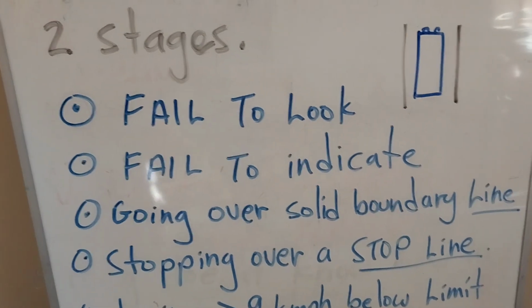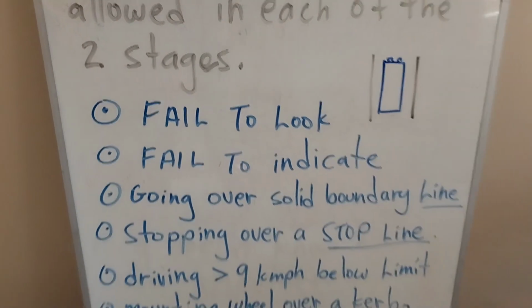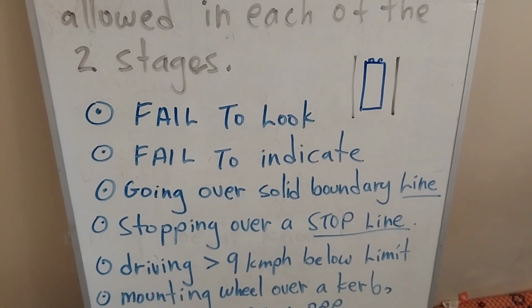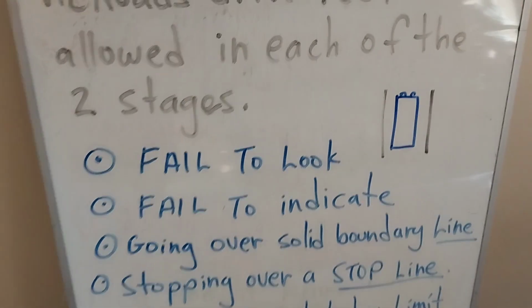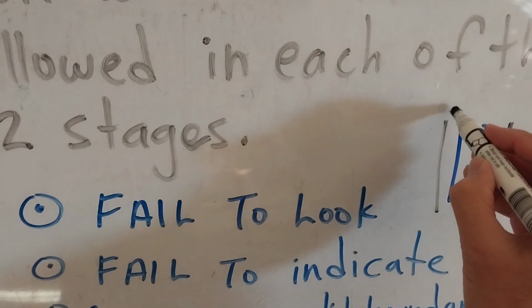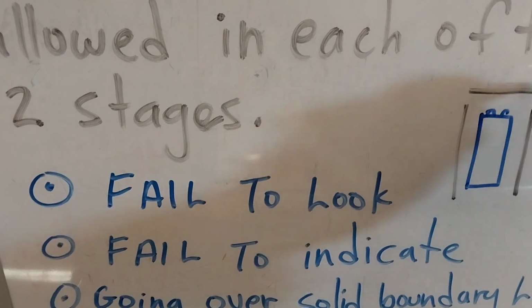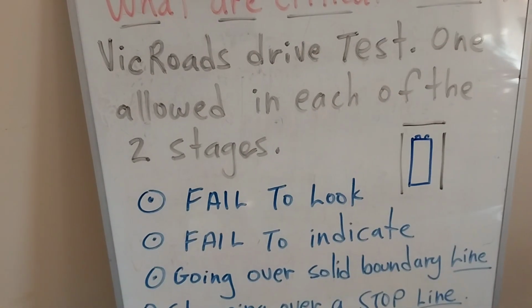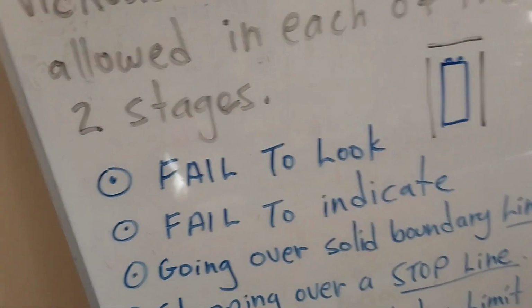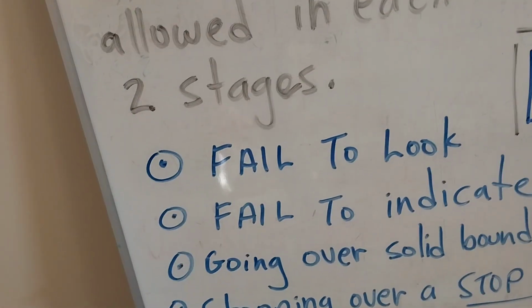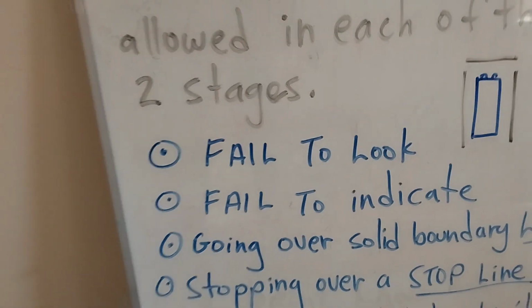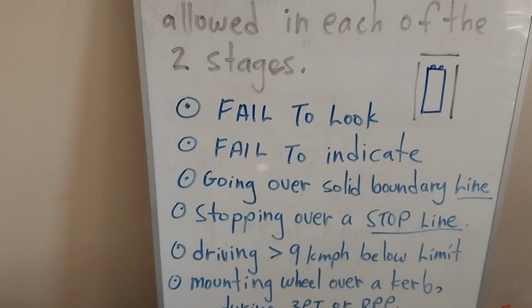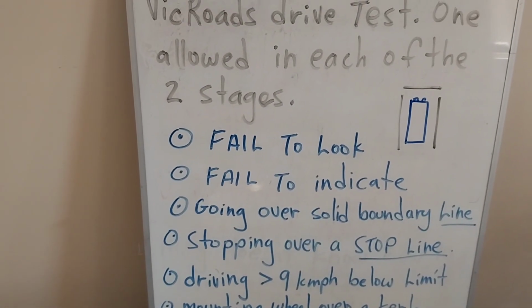Stopping over a stop line. Now the stop line happens at traffic lights and at T intersections which have a stop sign. So the stop line happens ahead of us, across, in front. So those are stop lines, the one going across ahead of us, perpendicular to the road. So if you stopped over a stop line, that would be a critical error.